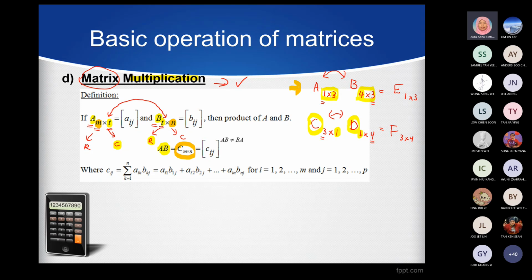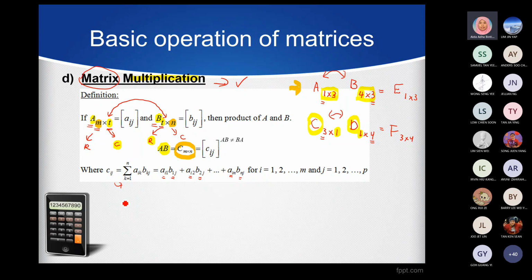So how do we do the multiplication? We look here at the formula: the summation from k equals 1 until n. If it's hard for you to remember, you can see the i here is the same. For A, the i is the same, but for B, the row is different.